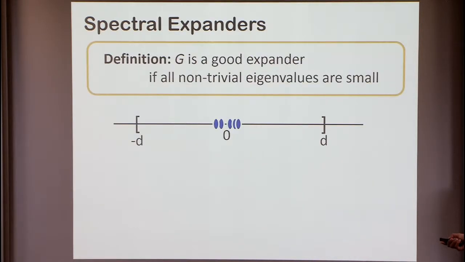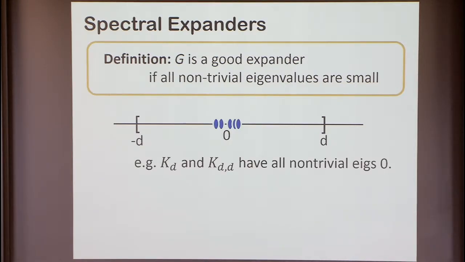Okay, so with this, in terms of the adjacency matrix, the definition of expander is the following. It's a good expander if all the non-trivial eigenvalues are small. So you have these two eigenvalues at d and possibly minus d. I want everything else to be close to 0. So instead of talking about approximating the complete graph, I'm going to talk about all the eigenvalues being close to 0, which is the same thing. And for example, here are some really good expanders according to this definition. If you take the complete graph on d vertices or the complete bipartite graph, then all their non-trivial eigenvalues are actually equal to 0. So they're the best.